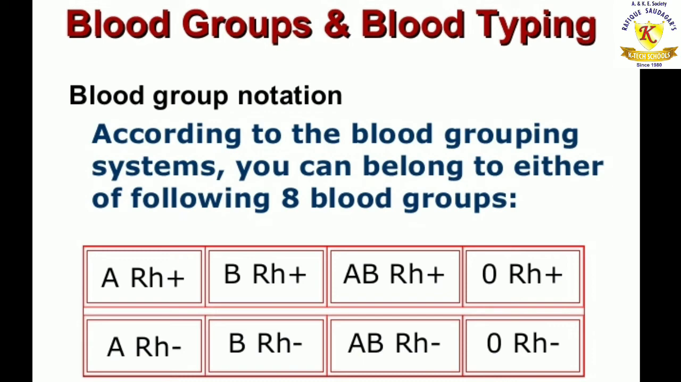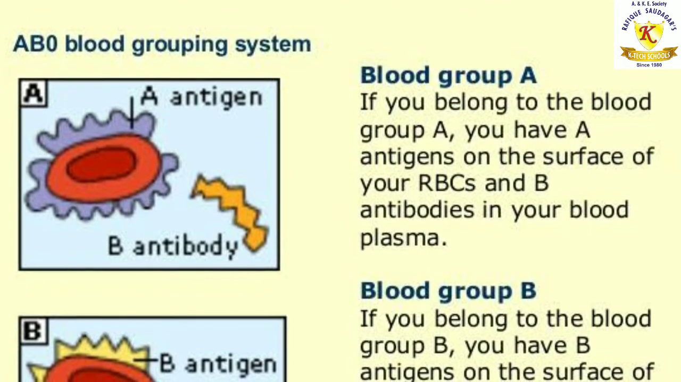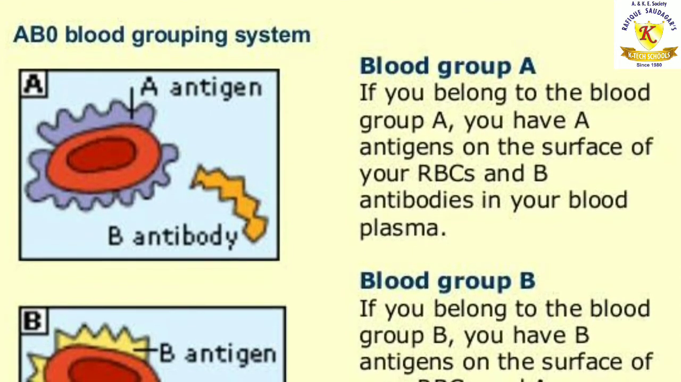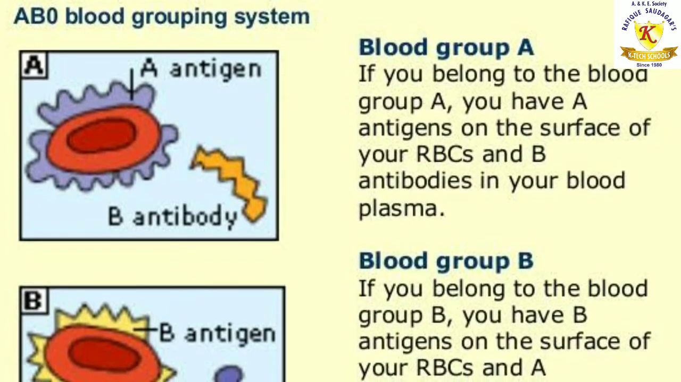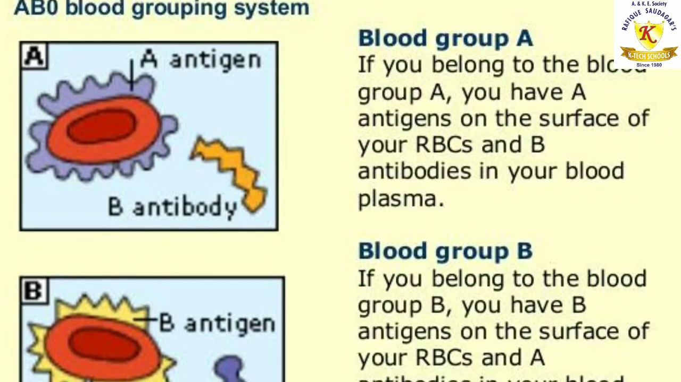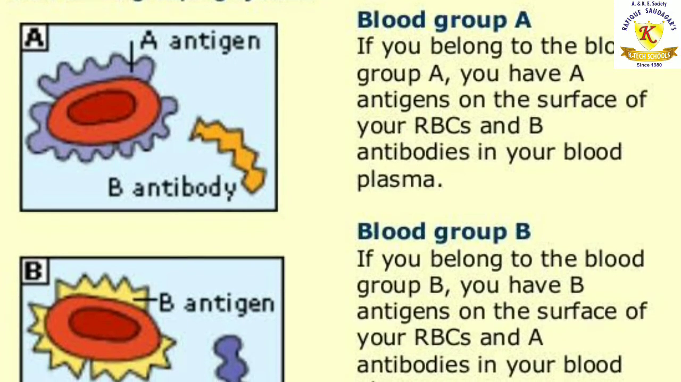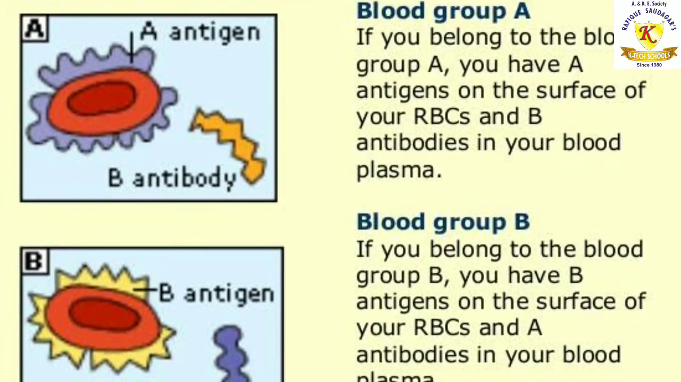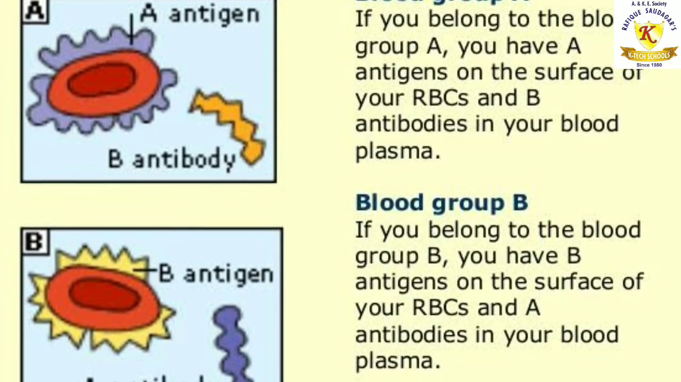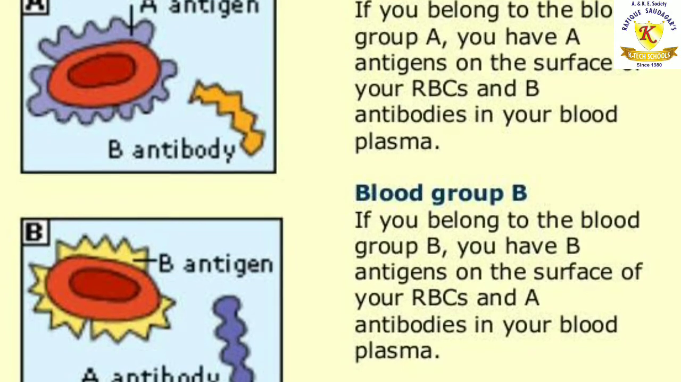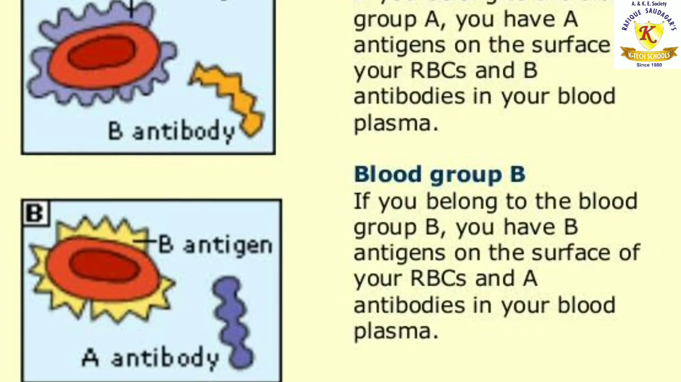So do you know which blood group you have, children? Check. ABO blood grouping system. If you have blood group A, you have A antigens on the surface of your RBCs and B antibodies in your plasma. Blood group B. If you belong to blood group B, you have B antigens on the surface of your RBCs and A antibodies in your blood plasma. Okay?